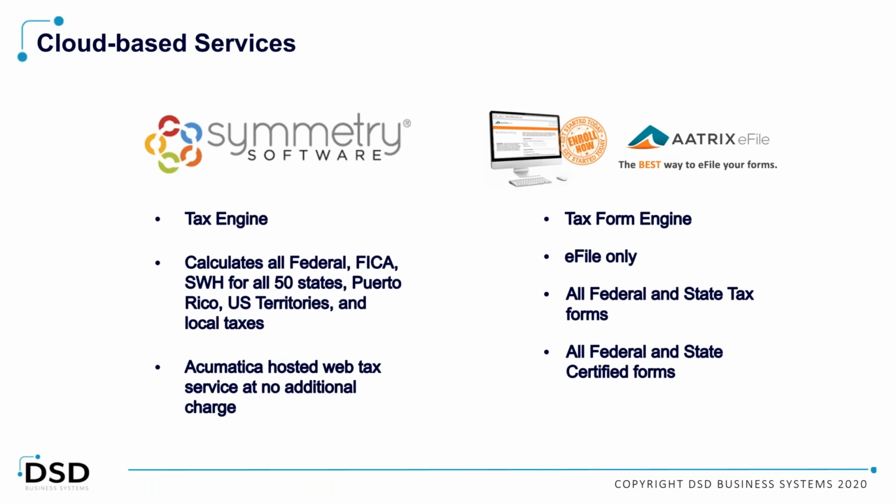The 2 cloud-based services that payroll uses, one is Symmetry. It's a tax engine. It covers all the United States, territories, and local taxes. And it is a hosted service that Acumatica provides at no additional charge. The other cloud-based service is Atrix. That's the tax form engine. Allows you to e-file your taxes for both federal and state, and they certify all the forms. You do have to have a subscription to Atrix in order to do the e-filing.